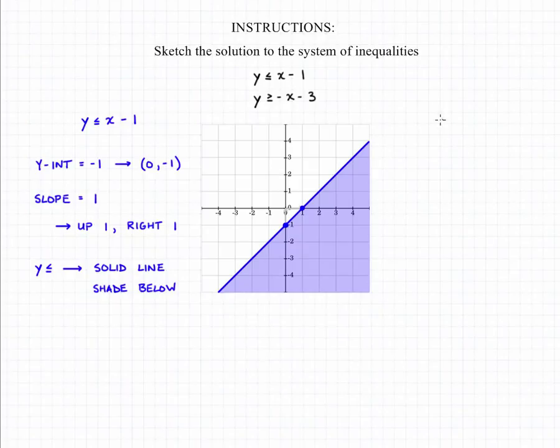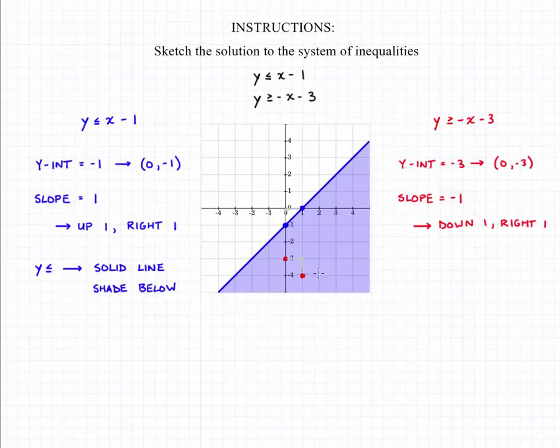Now if we take the same approach to the other inequality, we're going to look at y is greater than or equal to -x minus 3. The y-intercept in that case would be -3, which tells us that the point (0, -3) should be on our line. We also know that the slope of this line would be -1, which means to find our next point, we can go down 1 and right 1. So we're starting from (0, -3), we go right 1, down 1, and we have another point.